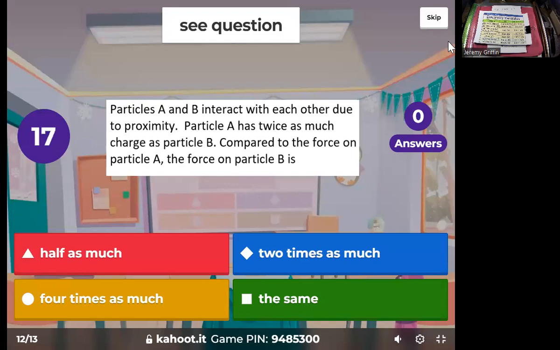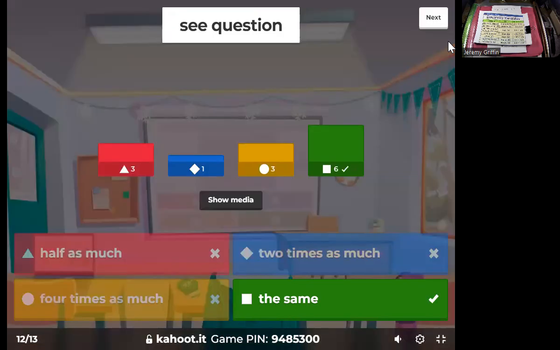Particles A and B interact with each other due to proximity. Particle A has twice as much charge as particle B. Compared to the force on particle A, the force on particle B is? The same. Yeah, the same. Isn't that Newton's third law of motion? For every force, there's an equal and opposite reactive force.